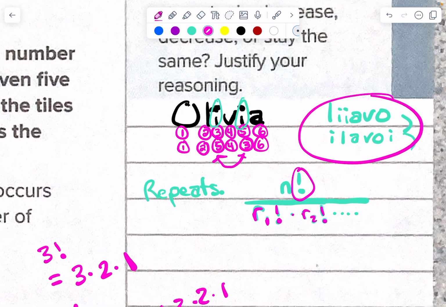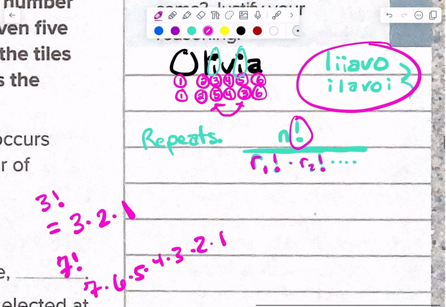Okay, so how do we figure this out? How many of these little words or non-words can we spell with the letters of Olivia? Well, in this case, what would n be, do you think? 5? 6. There are 6 letters in your name: 1, 2, 3, 4, 5, 6. You were probably thinking 5 because you're deleting the I out. Okay, so 6.